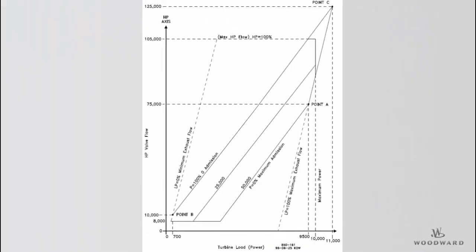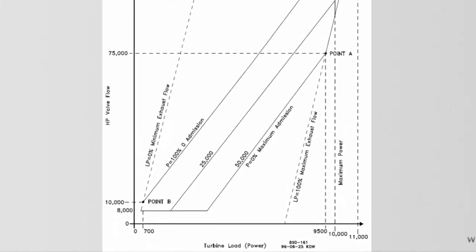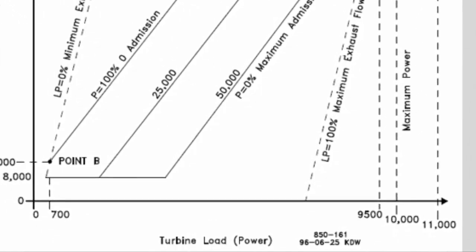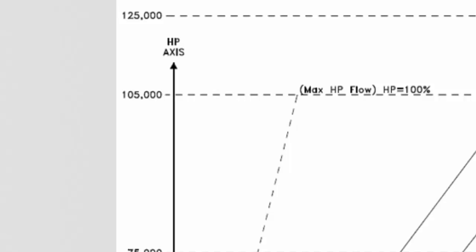Now that you are familiar with the steam map configuration menu pages, we will cover how to program the steam map in the 505XT. First, let's review a typical admission steam map. The steam map is plotted on a coordinate system where the x-axis represents turbine load, which we will refer to as the S-axis. The y-axis represents steam flow through the HP valve, and we will refer to it as the HP axis.